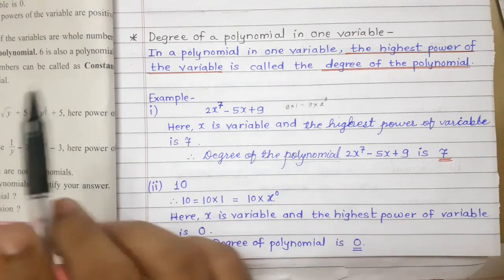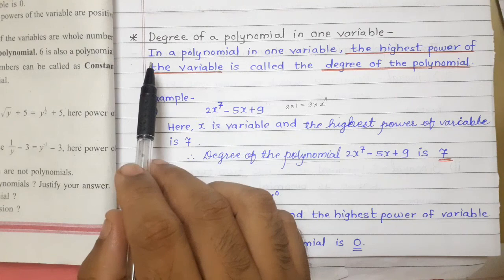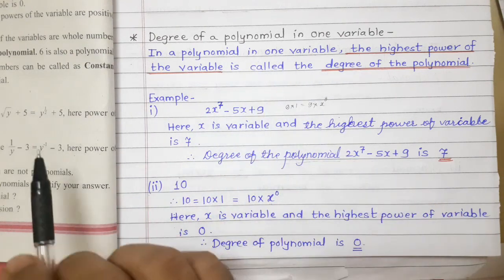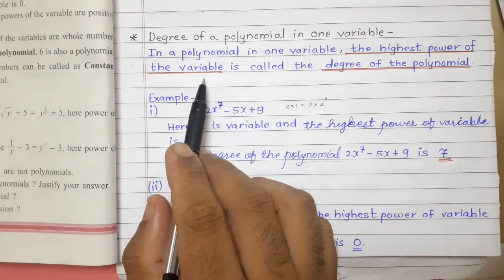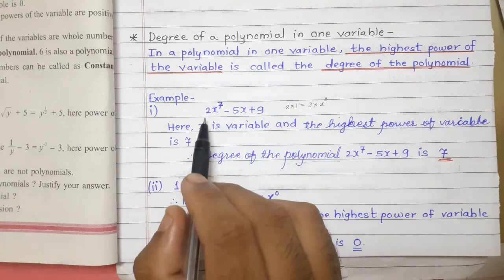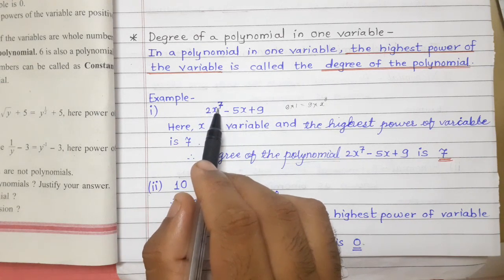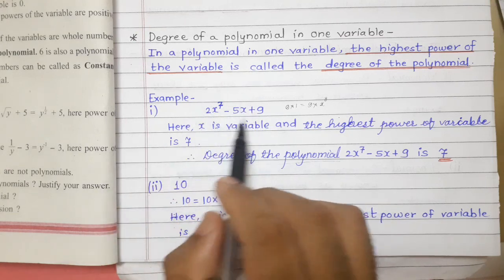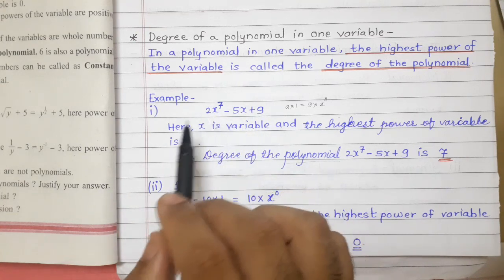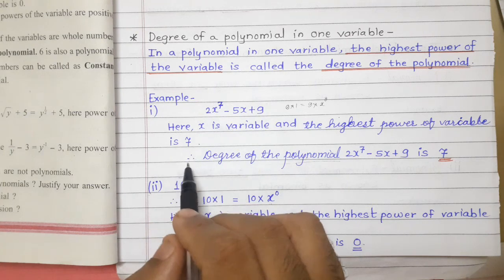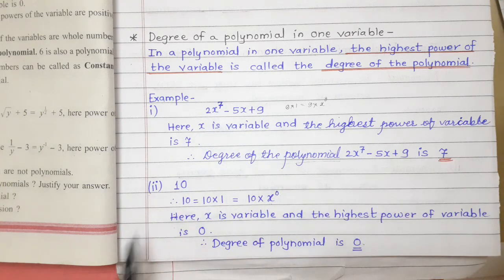Degree of a polynomial in one variable. Suppose we have a polynomial in one variable and we have to find the highest power of the variable, and that is the degree of the polynomial. Here the polynomial is 2x raised to the power 7 minus 5x plus 9. So the highest power of the variable is 7, so the degree of the polynomial is 7. And in a constant polynomial, the variable always has highest power 0, so the degree of a constant polynomial is always 0.